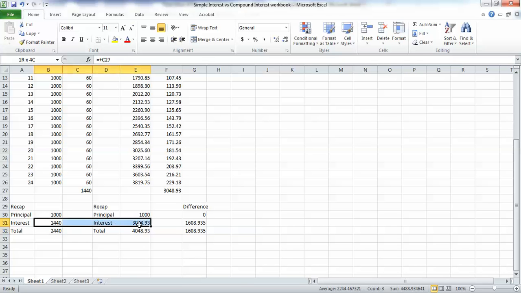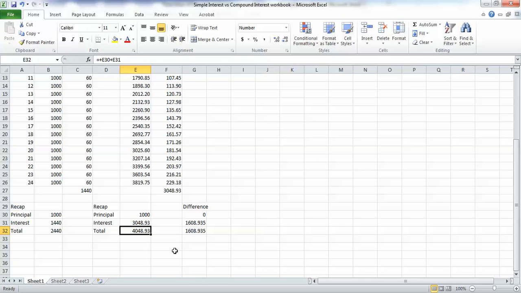Well, the answer is right here in the interest row. Under compound interest, we got paid $3,048.93 in interest compared to only $1,440 under simple interest. That difference of $1,608.94 exactly equals the difference between the principal and interest returned to us under the simple interest scenario of $2,440 and the $4,048.93 that we'll have returned to us under the compound interest scenario.